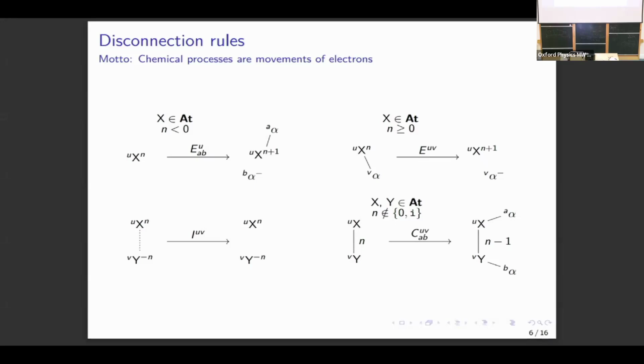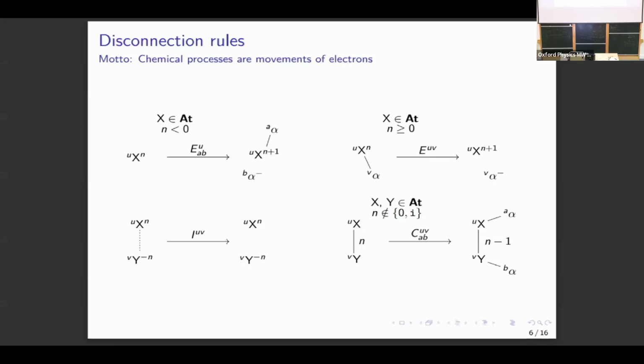For the second one, it's similar, but now the charge has to be non-negative. Now, non-negative charge together with a, sorry, not free, but unpaired electron. Now it becomes a free electron, and the charge is still increased by 1. As you can see in both cases, the net charge is preserved, because here we are adding a minus, and here we are adding a plus, and similarly for the other one. And the two other rules are even more intuitive, hopefully.